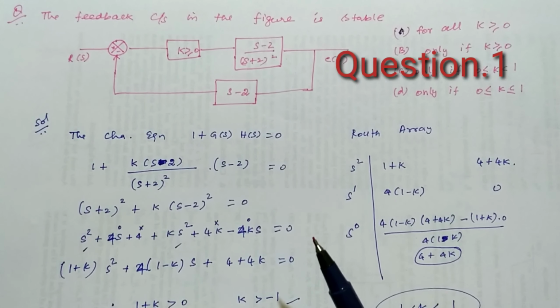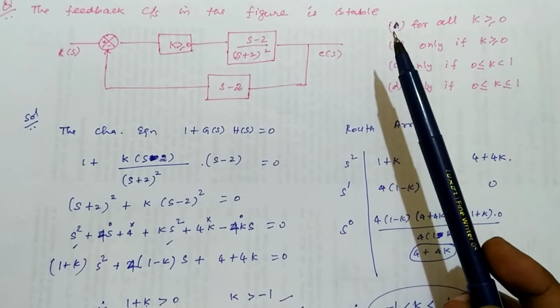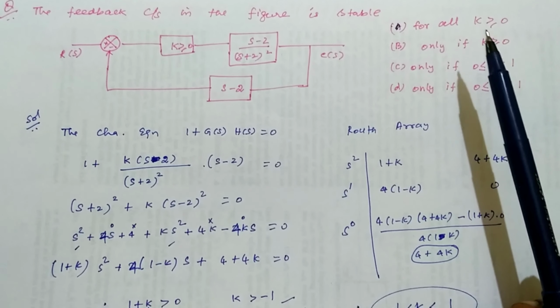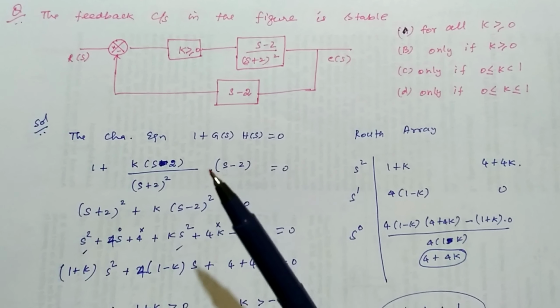Next problem. The feedback control system shown in the figure is stable for what value of k among the 4 choices? We have to select one.